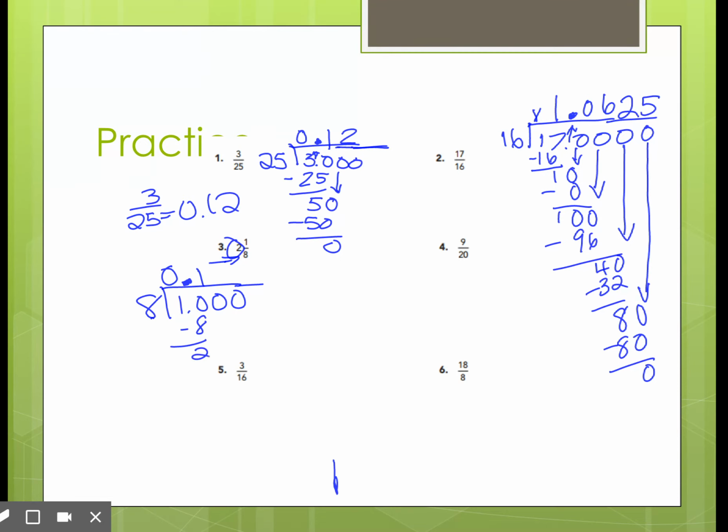8. 10 minus 8 is 2. Bring down the next 0. 8 goes into 20 2 times. That's 16. 20 minus 16 is 4. We're going to write over number 5. And 8 goes into 40 5 times. 8 times 5 is 40. I'm left with 0 with no other digits to bring down. So I'm finished. This same process applies anytime you are trying to turn a fraction into a decimal.